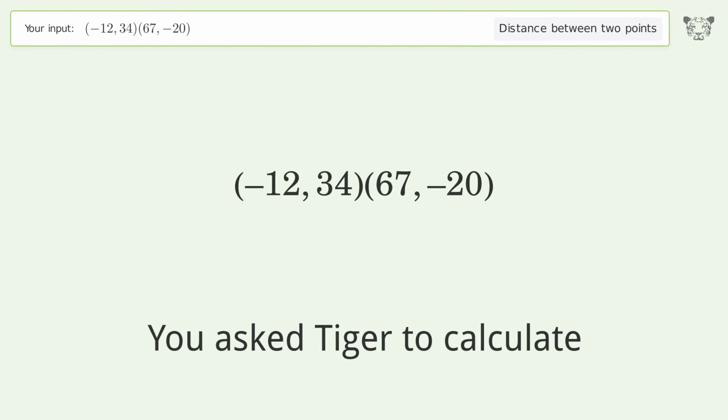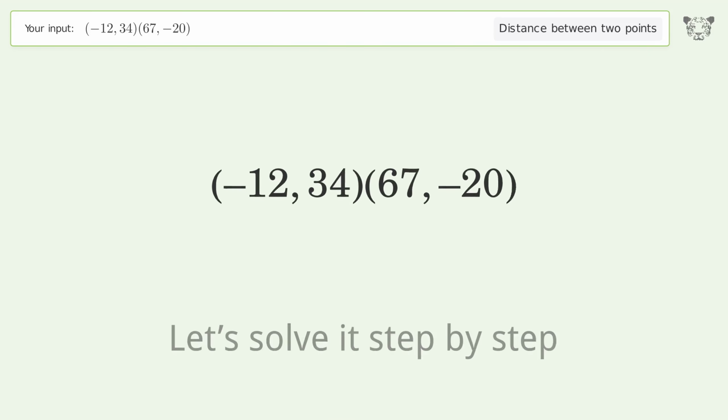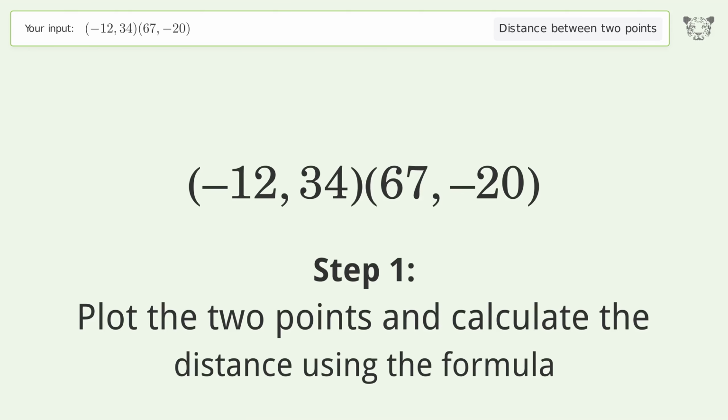You ask Tiger to calculate. This deals with the distance between 2 points. The distance between the 2 points is the square root of 9,157 or 95.692. Let's solve it step by step. Plot the 2 points and calculate the distance using the formula.